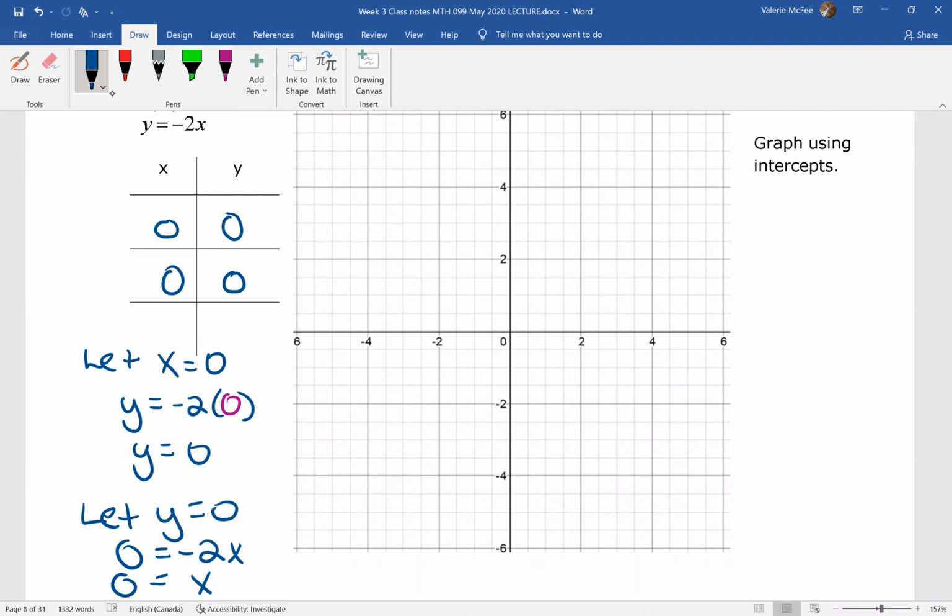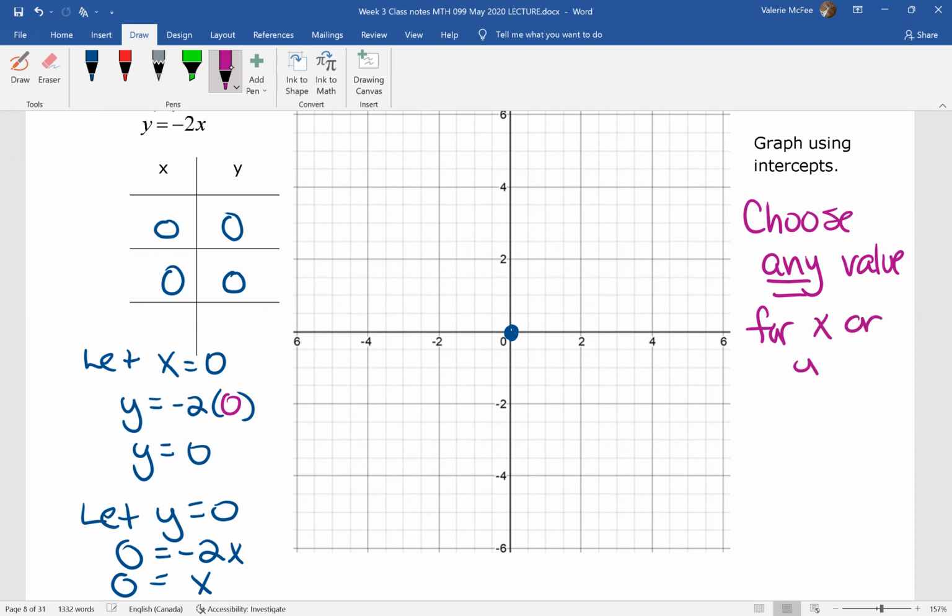Now this graph is a bit of a problem. When I let X equal 0, I get 0, 0. When we let Y equal 0, we get 0, 0. We definitely need to find one more ordered pair. You can choose any value for X or Y. Any value, it doesn't matter.